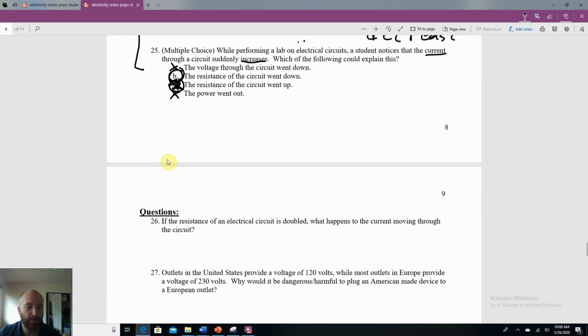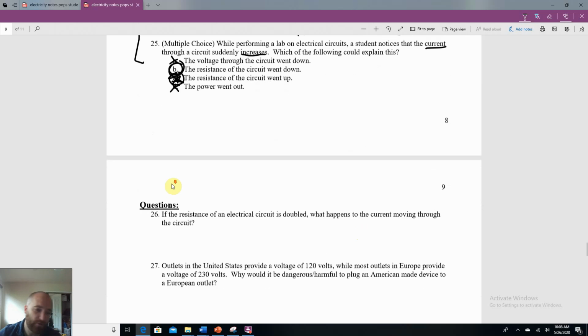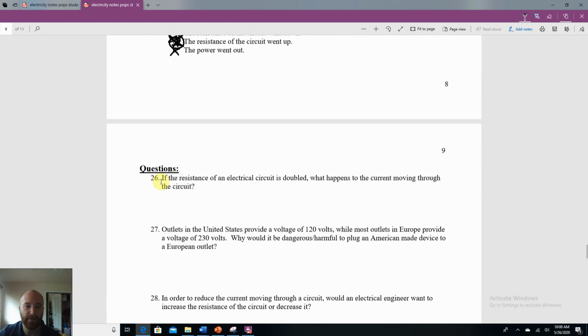Okay, so I want you to pause the video at this point and try 26 through 30, basically this page 9 here. See what you can do with it. And so pause the video now, give those a shot, and I'll go over them in a minute.